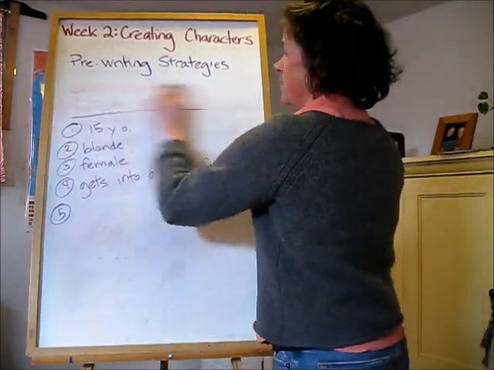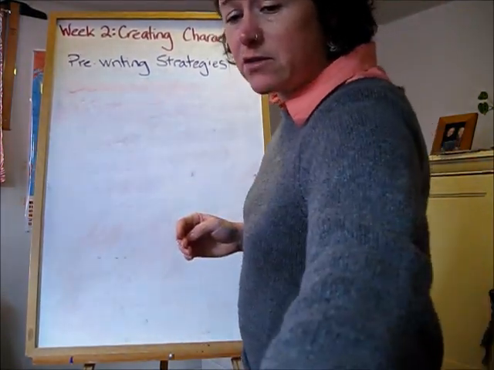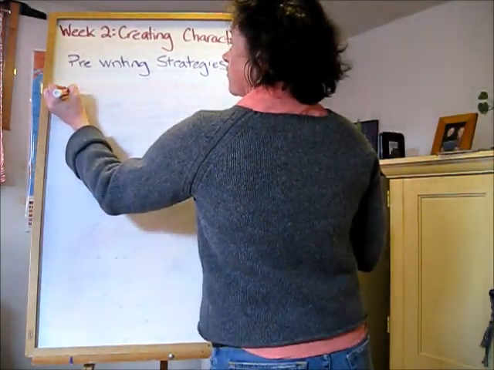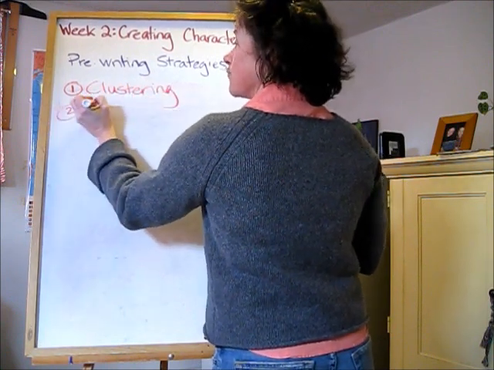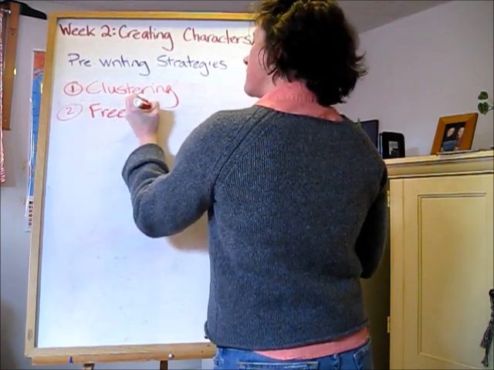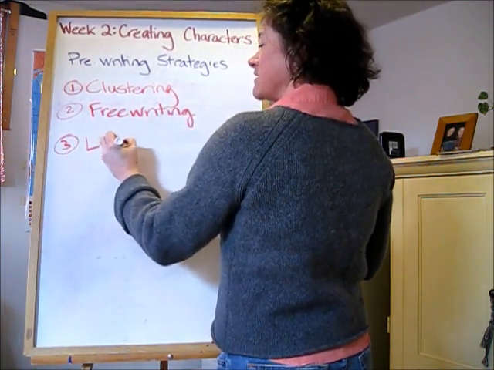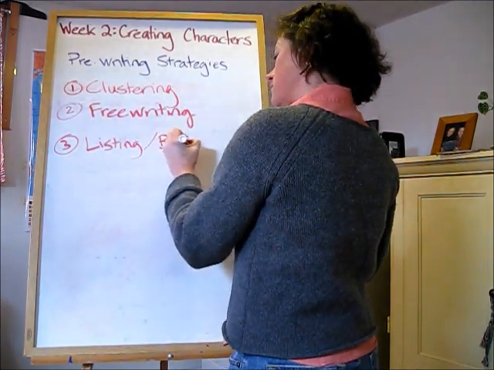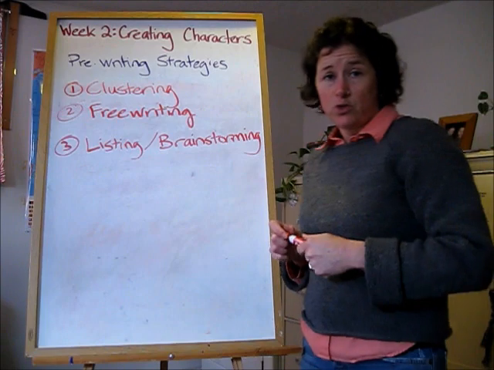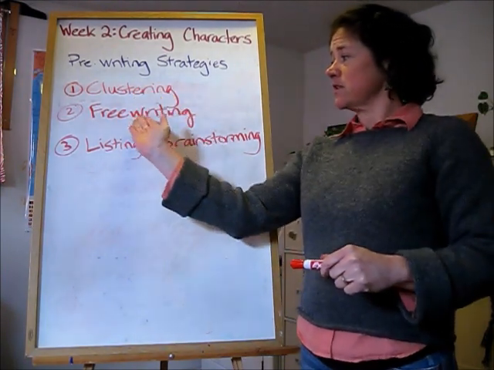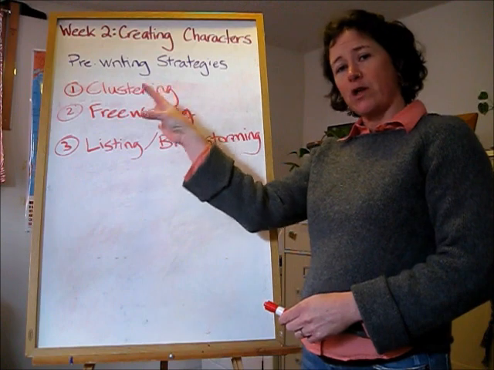So, we've talked about 3 strategies here that you can use to begin to flesh out a character. First of all, there's clustering. Second, there's free writing. And third was that sort of listing/brainstorming. So what I'm going to ask you to do this week is complete one of these. See which one seems like it's going to work best for you. And this is going to help you to begin to come up with a character.